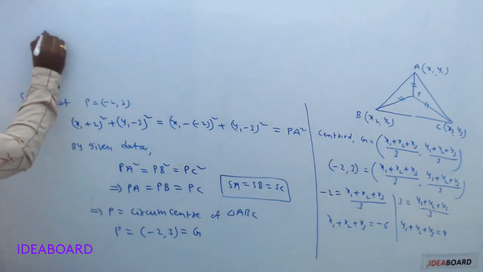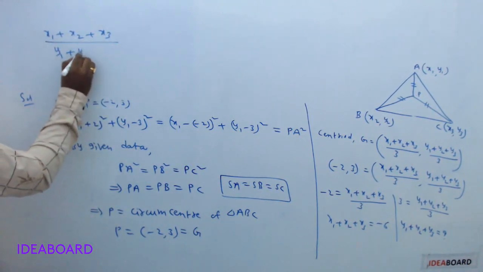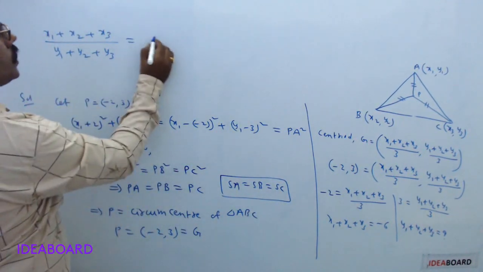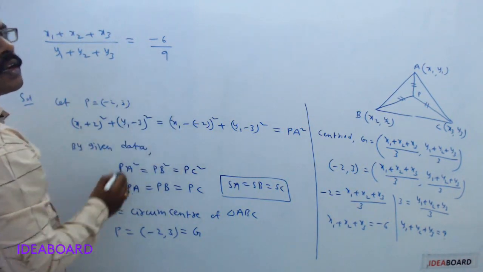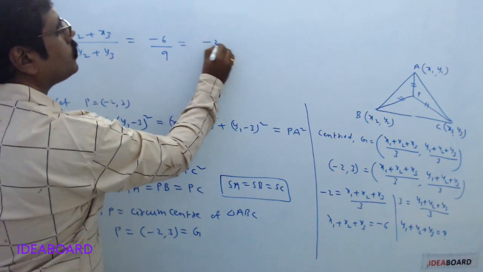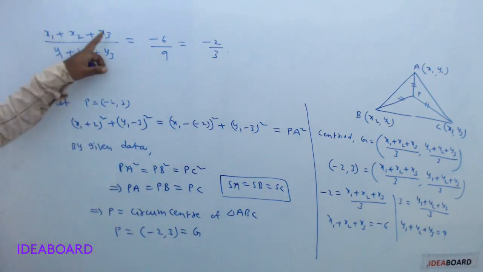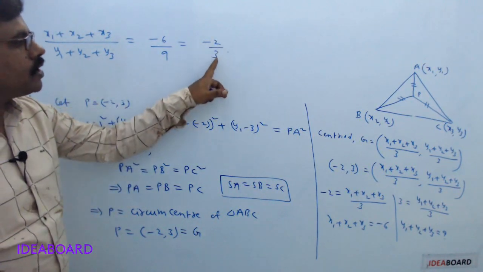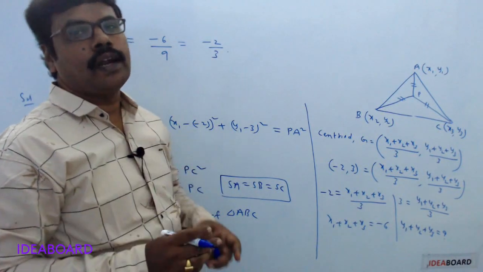Now the required ratio is (x1 plus x2 plus x3) divided by (y1 plus y2 plus y3). So x1 plus x2 plus x3 is minus 6, and y1 plus y2 plus y3 is 9. Cancelling with 3: 3 into 2, 3 into 3. Therefore (x1 plus x2 plus x3) divided by (y1 plus y2 plus y3) equals minus 2 divided by 3.